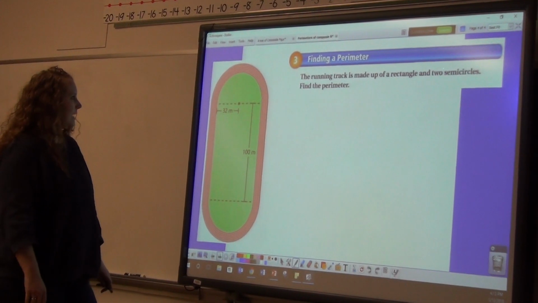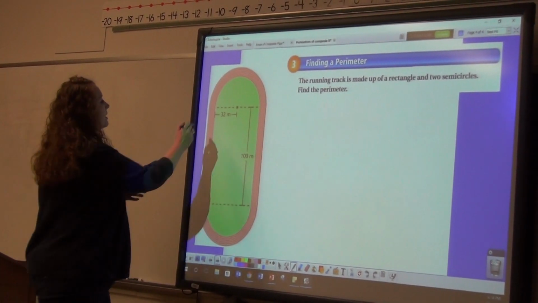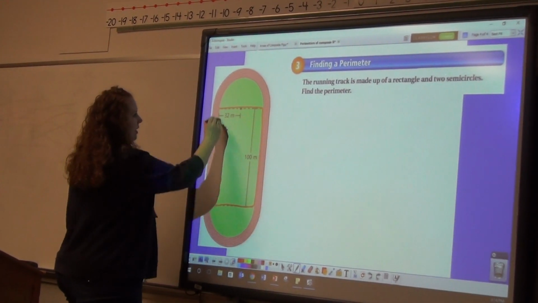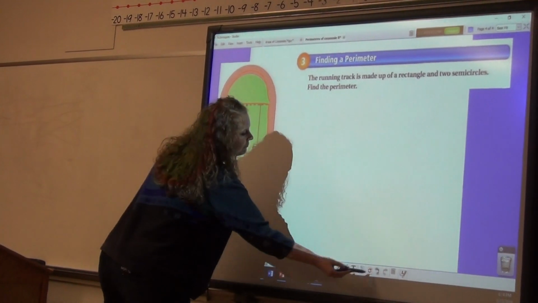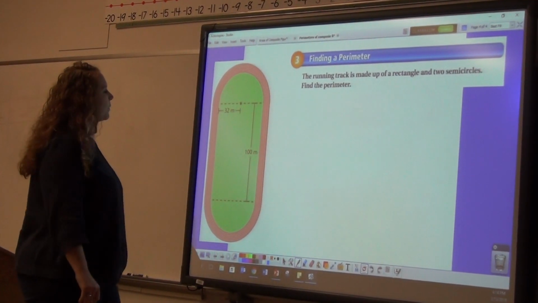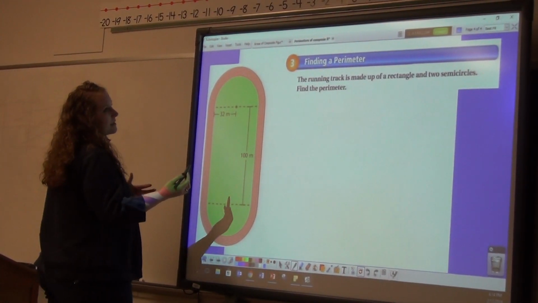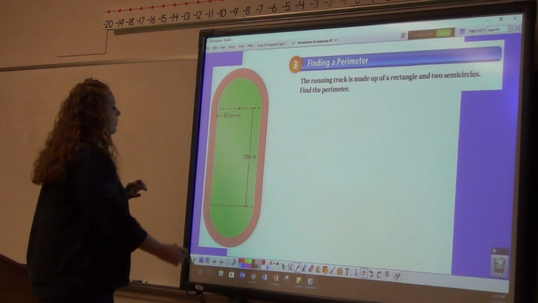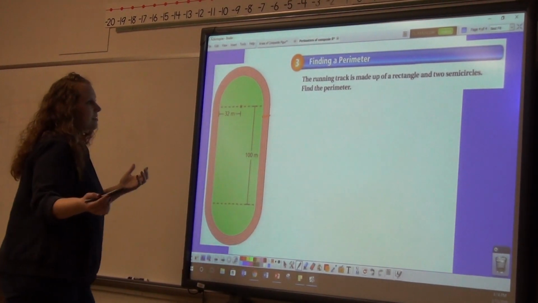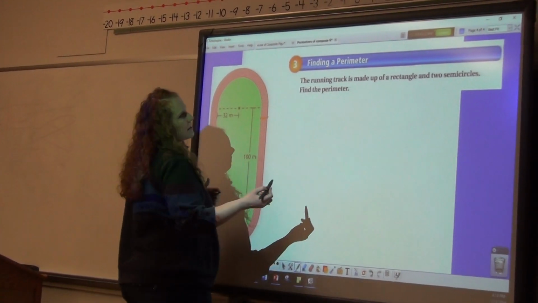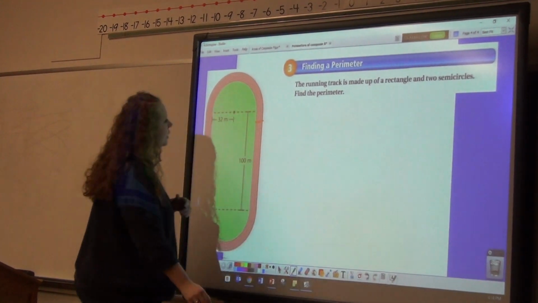All right, last one. This track is made up of a rectangle right here and two semicircles, one there and one there. All right, so we need to find the perimeter. And we are going to actually, it's kind of worded funny, we're actually finding the perimeter of the grass because we don't have this distance right here. We don't know what it is. So this should actually say you're finding the perimeter of the grass. I should have updated that, sorry.